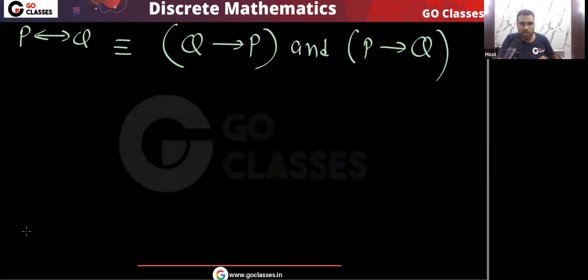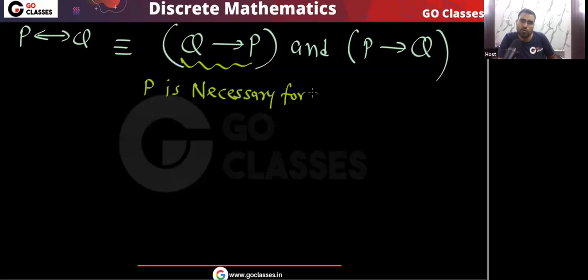One more thing I want to tell you. See what this means in the necessary, sufficient case. Who is sufficient and who is necessary here? Q implies P. Here, can I say P is necessary? I can say here P is necessary for Q. Do you agree? P is necessary for Q.